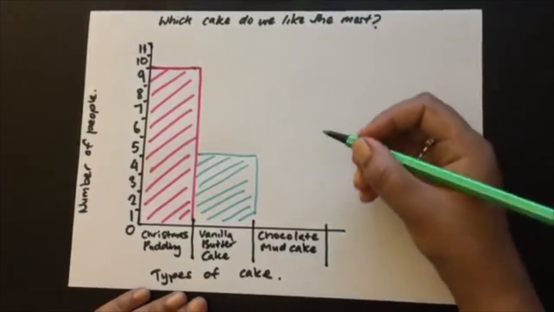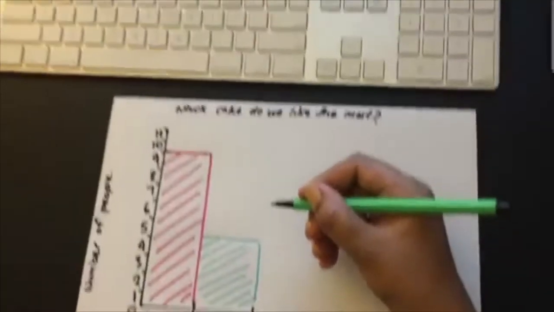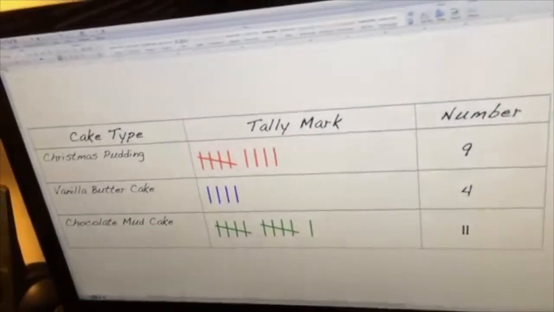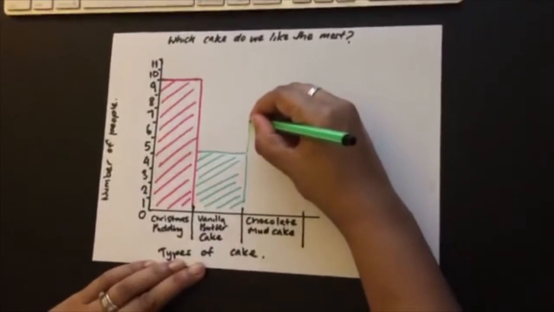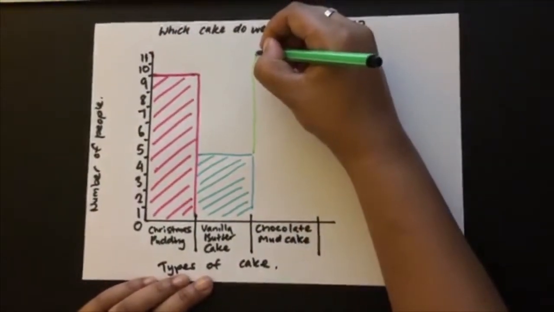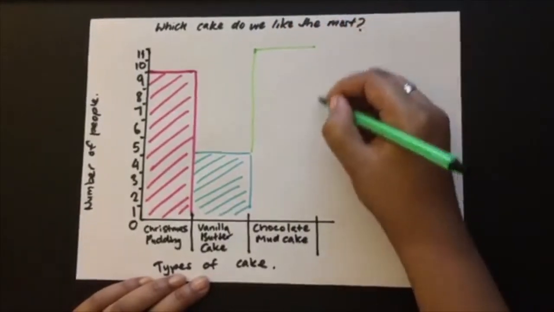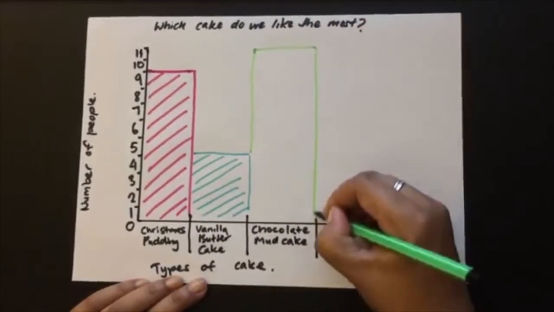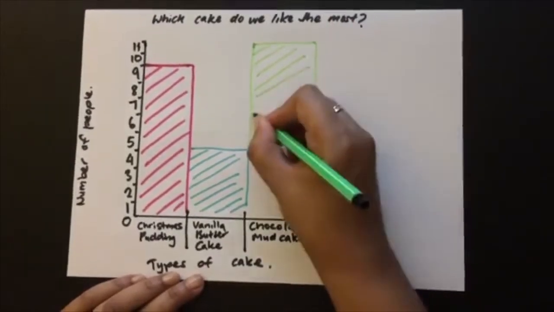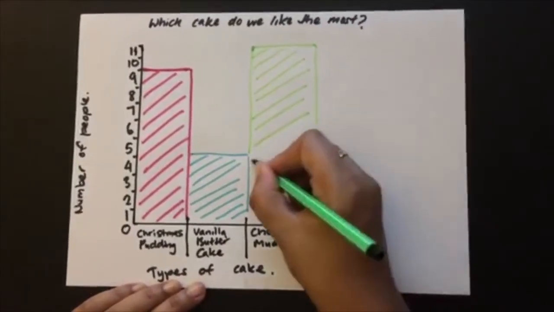And last we do the chocolate mud cake, and 11 people have chocolate mud cake. So from here we use a line, we go up to the top because that was our top number, up to 11 and down. And we colour in. Now if you use your activity books, they should already have lines in them, so it's a bit easier.